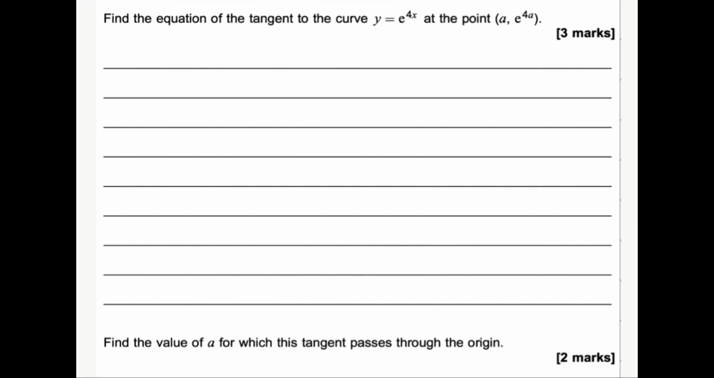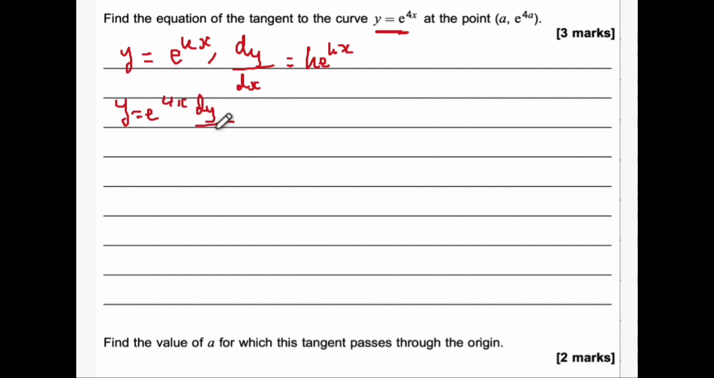In this question, we're going to have a look at differentiation and finding the equation of a tangent using differentiation. To start with, we're going to use the fact that if y is equal to e to the power of kx, then when you differentiate the right-hand side of the equation, it gives you ke to the kx. So in this specific case, we know that if y is equal to e to the 4x, dy by dx is equal to 4e to the 4x, according to this rule.